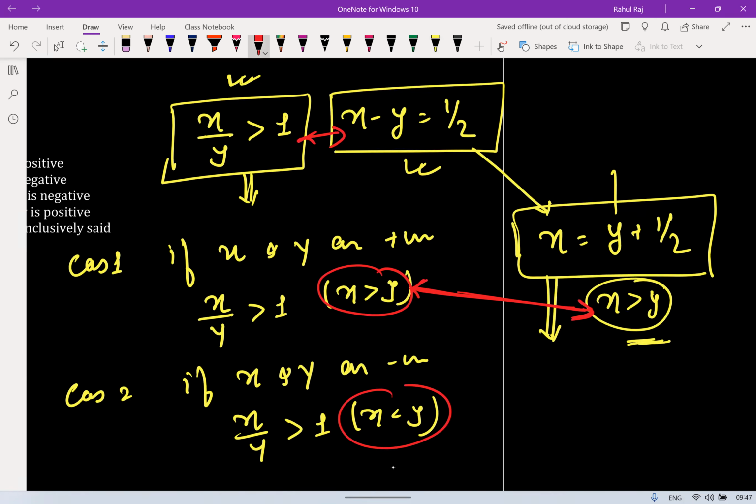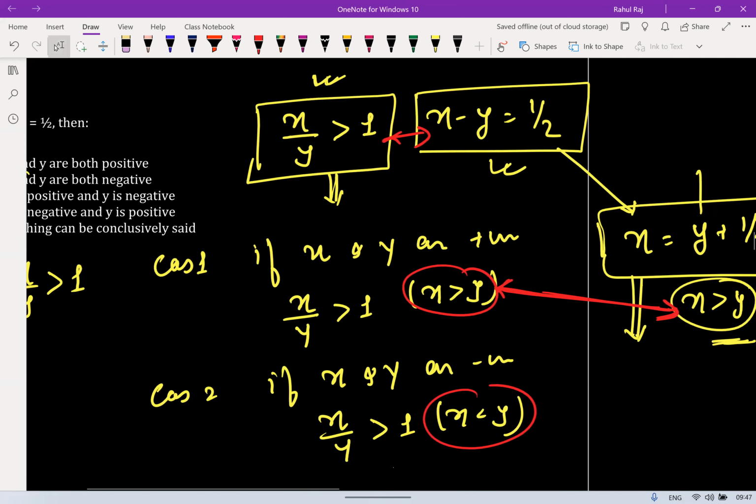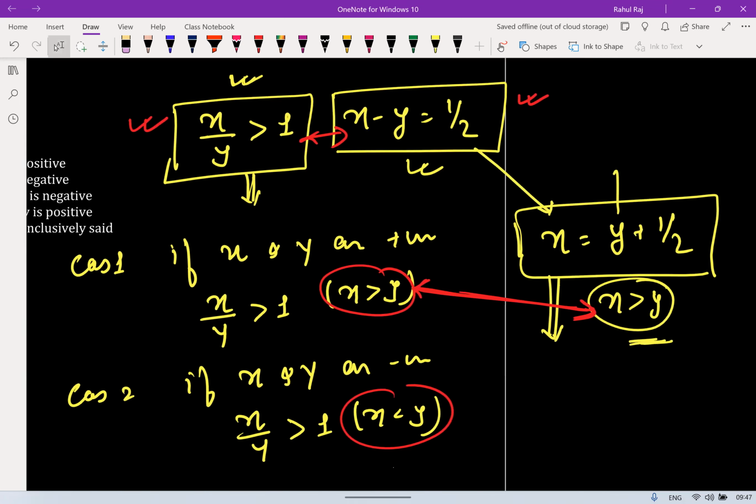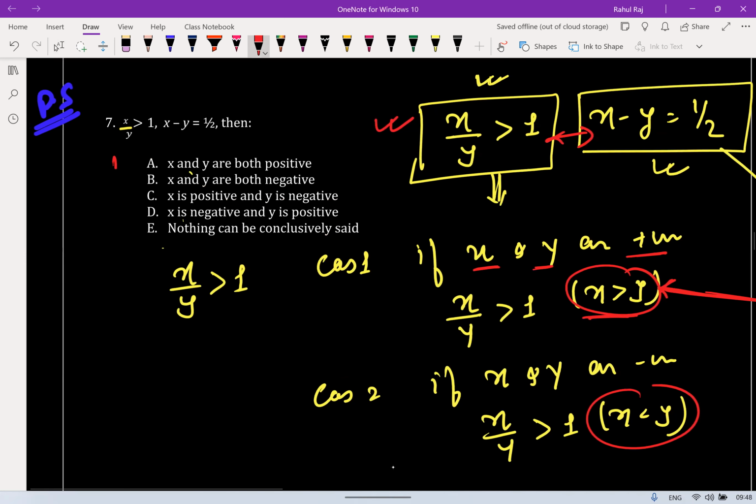So you're saying you have to test it further now. Because I have to ensure that I take such values of x and y where condition number 1 is also being satisfied, condition number 2 is also being satisfied. That's the whole point, right? Condition number 1 says x, y both are positive or negative. Condition number 2 also says x, y both are positive or negative. But if I combine these two conditions, to find one common value where both conditions will be satisfied, it can only happen for x greater than y, and for x greater than y, x and y are positive. And that's the reason we go ahead and mark answer A.